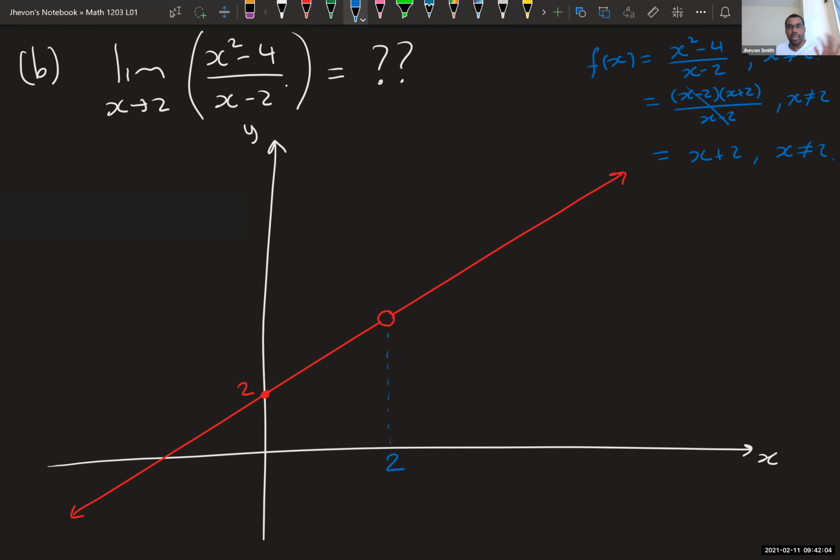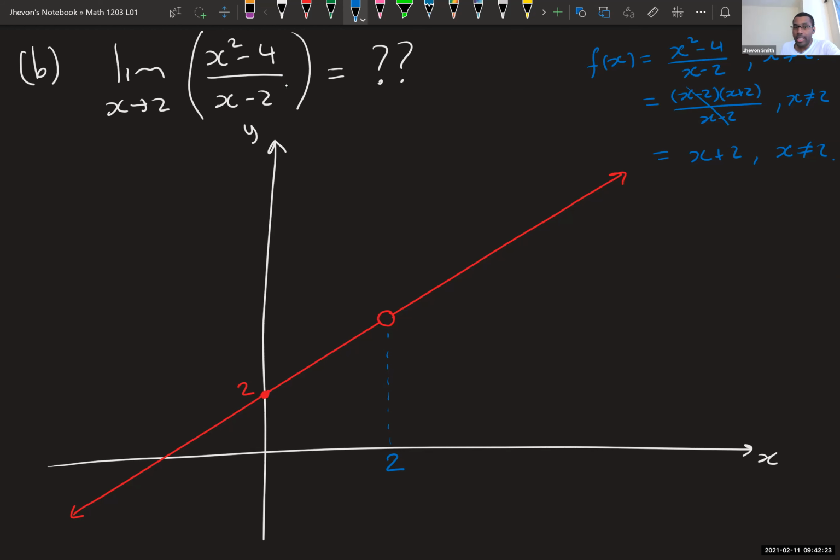However, the line x plus 2 gives me all the same values as the original function, except at this one point. So there's a gap at that point. It's called a hole, actually. That's the technical phrase that math people use. It's a hole, right? This is called a hole, right?